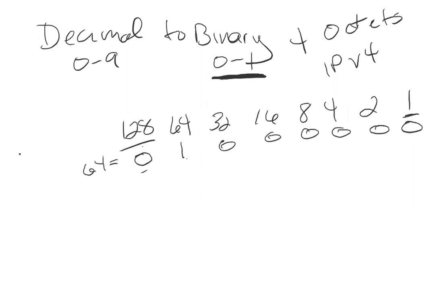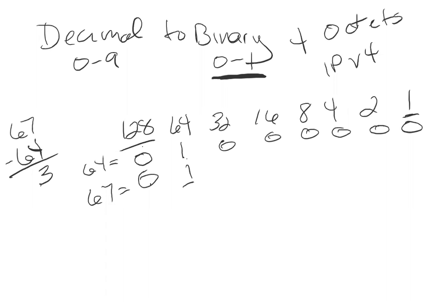Okay, so let's try a different number. Let's actually try 67. So we start off with 67 over here. Can you subtract 128 from 67 without going negative? No, we cannot. What about 64? Yes, you can. So then you put a 1 there. You subtract 64 from 67. What's left over is 3.